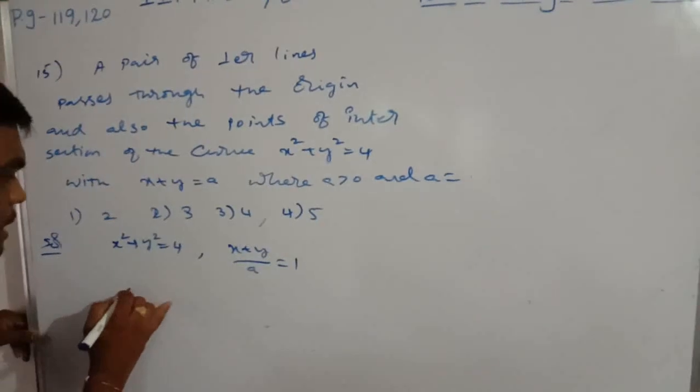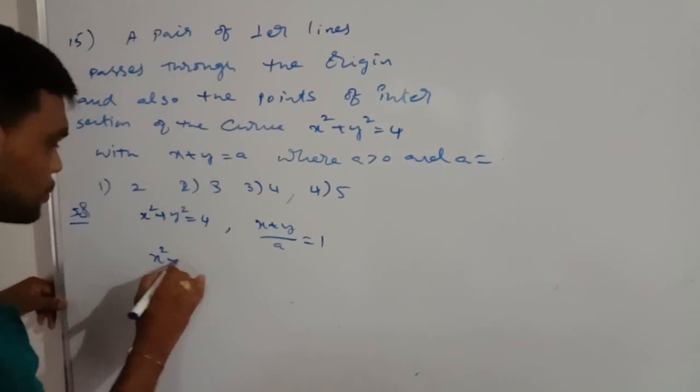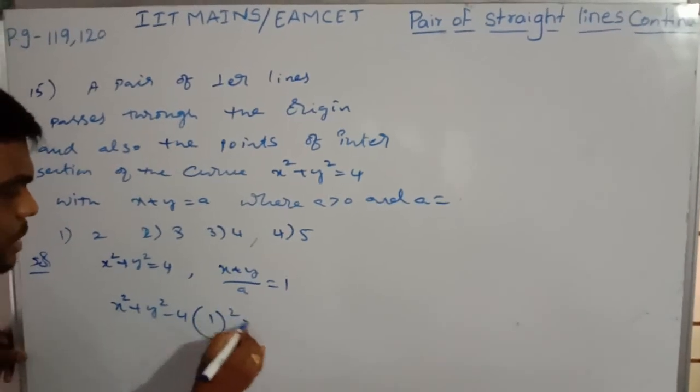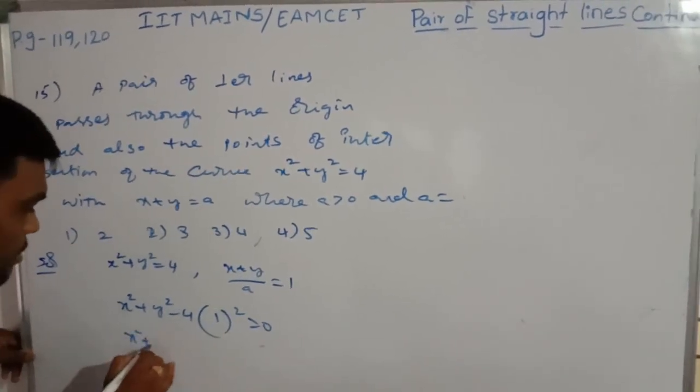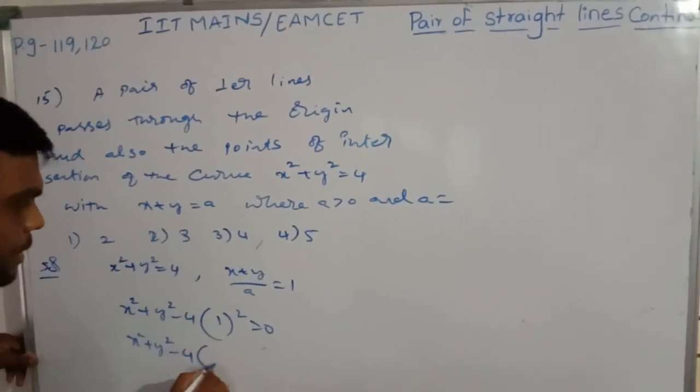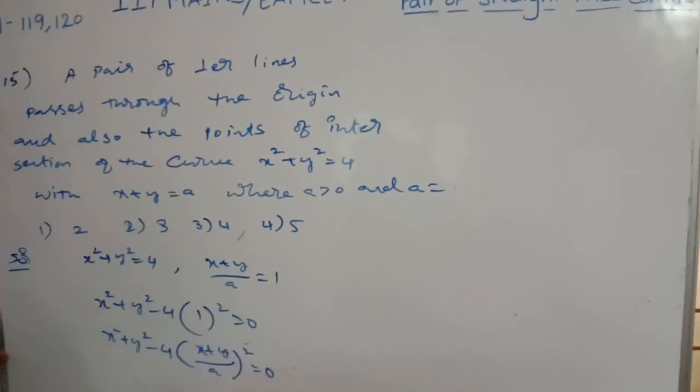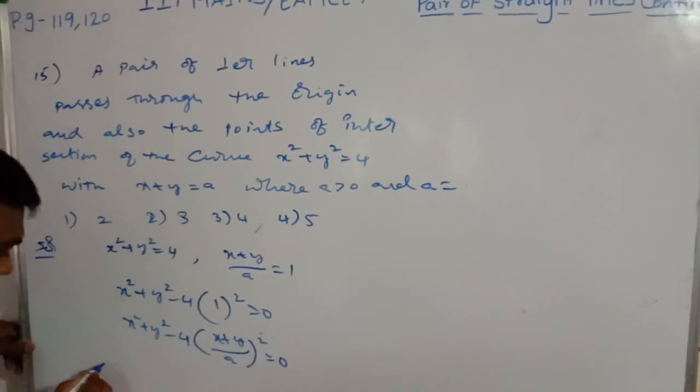Now homogenizing process: x square plus y square minus 4 into x plus y by a whole square is equal to 0. Now this is perpendicular lines, that means coefficient of x square plus coefficient of y square is equal to 0.